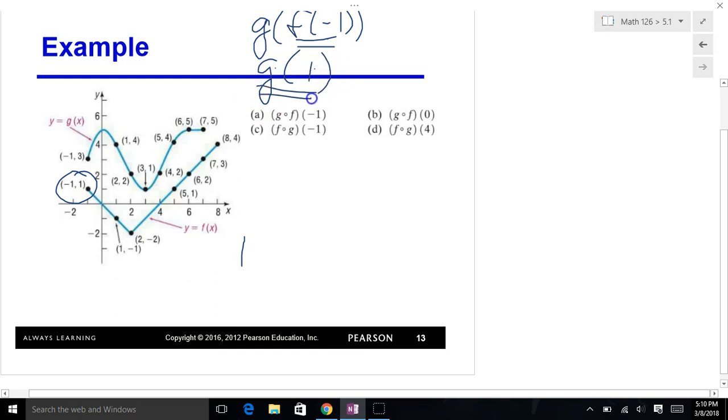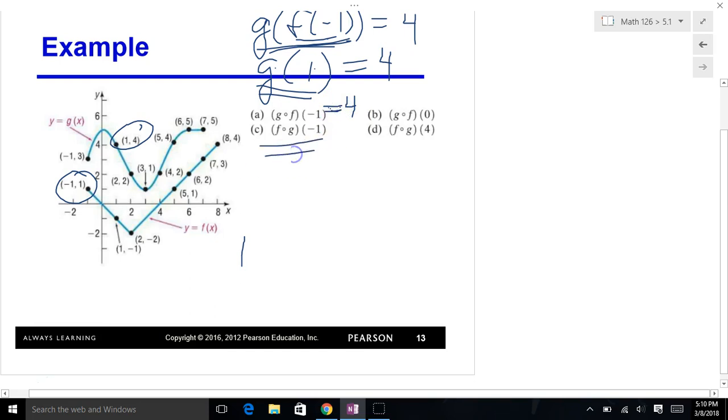Now I'm finding g of 1. So I go to my g function, the upper one, I go to an x value of 1, and I find that when my x is 1 on the g function, my y value is 4. So g of 1 is 4. In other words, g of f of -1 is 4. This is 4 equals 4.